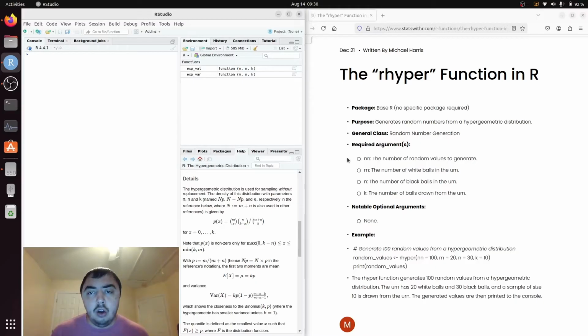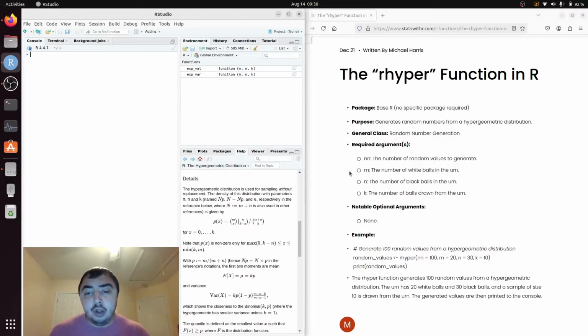All of the others are distribution sampling functions that would be such an n, but we already have n in the distribution, so we're using n to represent how many we want to pull from the distribution. The m is the number of white balls in the urn, or you could also think of it as the number of white marbles in a bag, however you want to think about it.